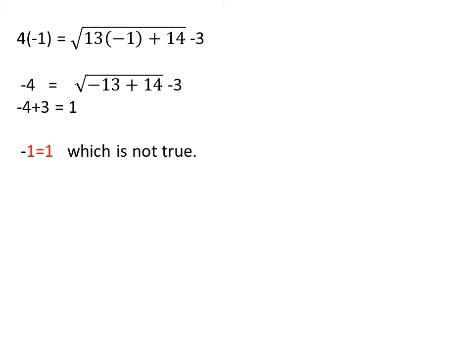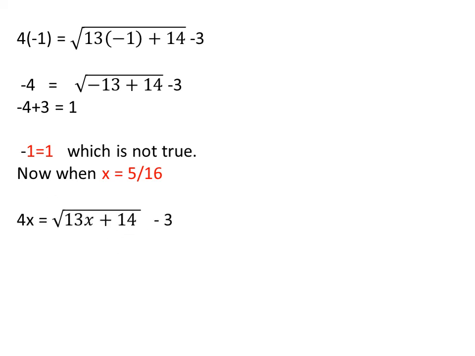It means that when we put the value of x as minus 1, it will not give us the true result. That's why we can say minus 1 is not the root of the given equation. Next we put the value of x as 5 by 16 in equation number 1, which is 4x equal to under root 13x plus 14 minus 3.